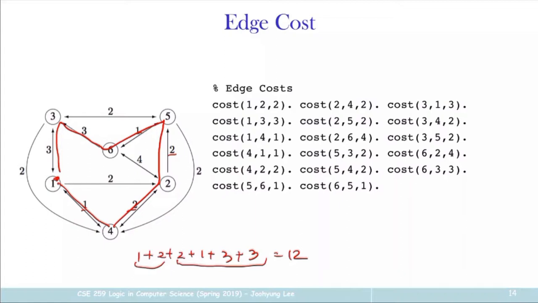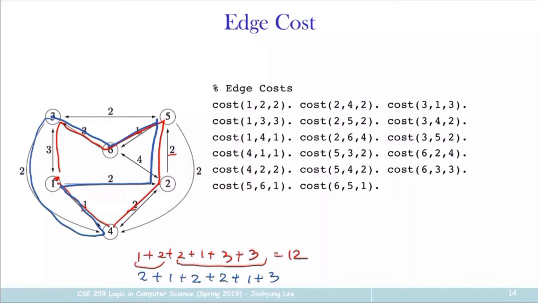Let me change the color. 3, 2, 4. Okay. 2, 1. 2, 5. 6, 3. Okay. So what is the sum here? So it's 2 plus 1 plus 2 plus 2 plus 1 plus 3. Am I right?